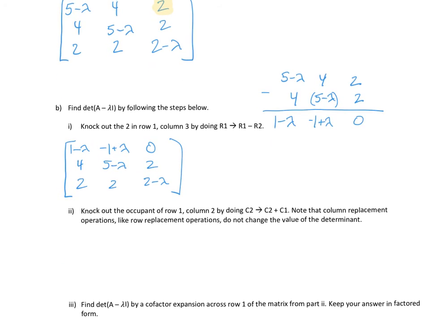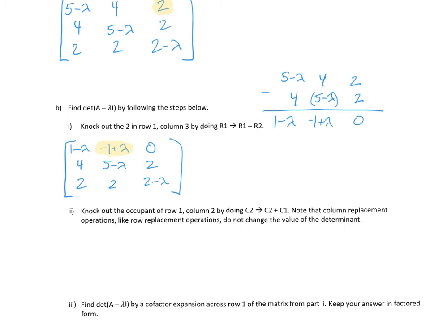Now, knock out the occupant of row 1, column 2. Row 1, column 2 is right there, by replacing column 2 with column 2 plus column 1. So column replacement operations, we've never done these before, but like row operations, they don't change the value of the determinant. You can't use them for row reducing, like if you're trying to solve a system of equations, but if you're trying to find a determinant, you can do a column replacement and it won't change the value. So column 2 plus column 1.